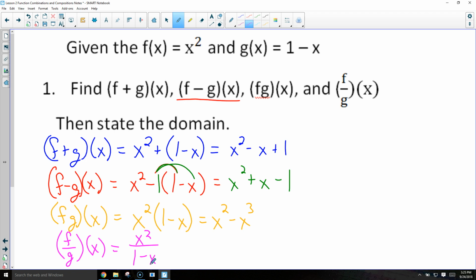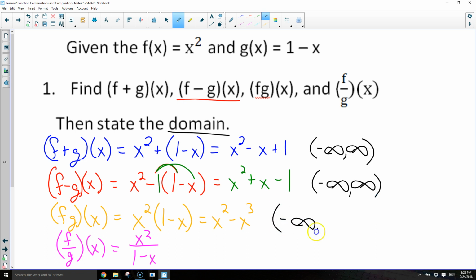So the next part that we don't want to forget about, so go back and reread our directions, and it says, and state the domain. So here, my domain is all real numbers. I am not dividing, I don't have square roots, so that's negative infinity to positive infinity. Same thing on the second problem, negative infinity to positive infinity. Same thing on the third one, negative infinity to positive infinity. Remember, in Algebra 2 we just referred to this as all real numbers.